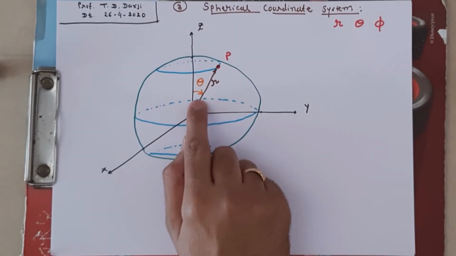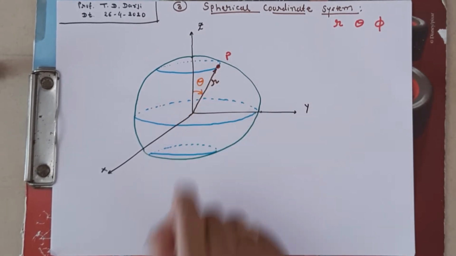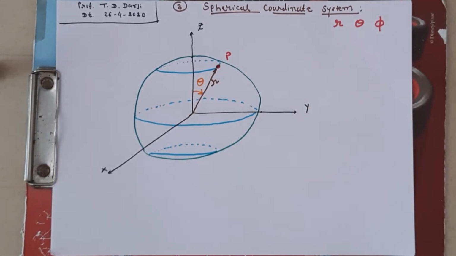Okay, so this angle is known as the theta angle. Theta is the angle that I have to measure with respect to the z-axis. So this angle is theta.